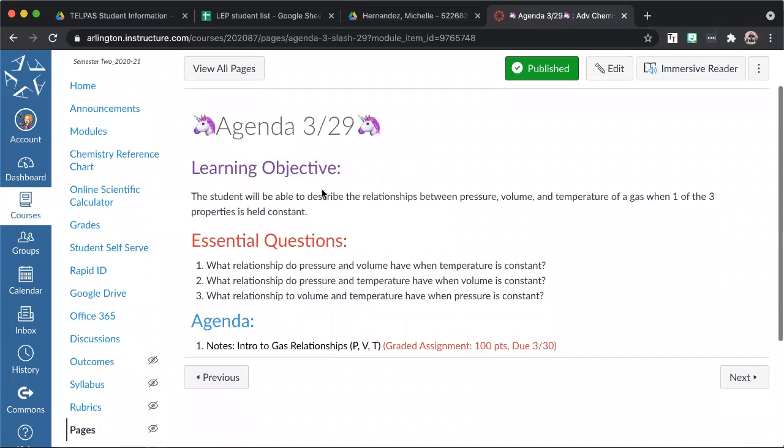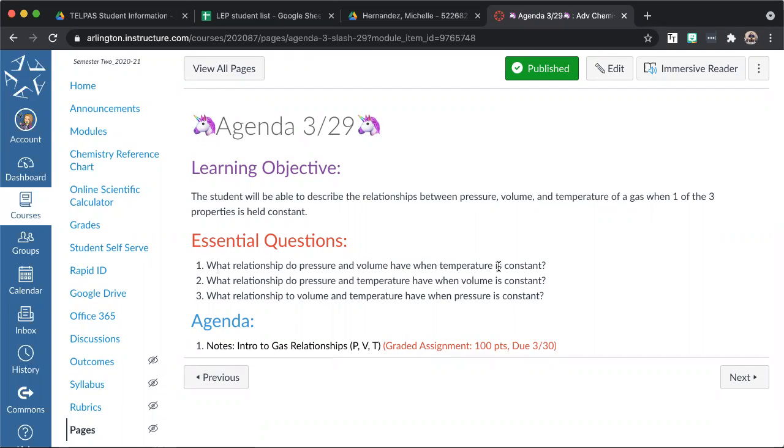So for today, it just says that you're going to be able to describe the relationships between pressure, volume, and temperature of a gas when one of the three properties is held constant. So for example, these are your three essential questions. What relationship do pressure and volume have when the temperature is held constant?